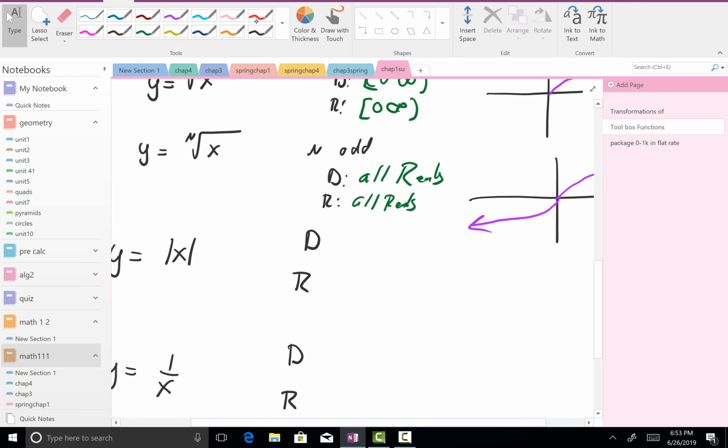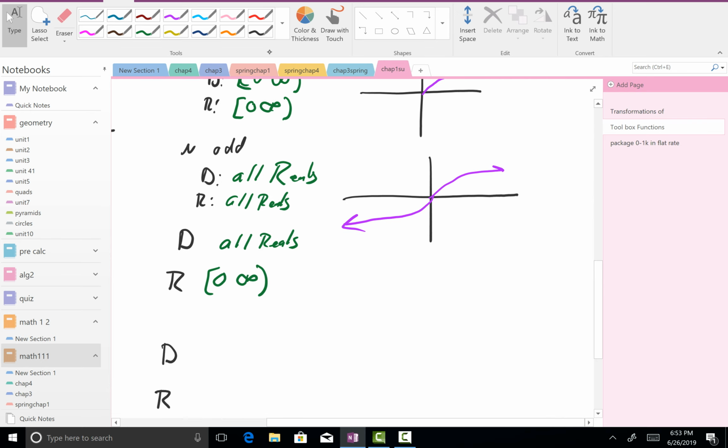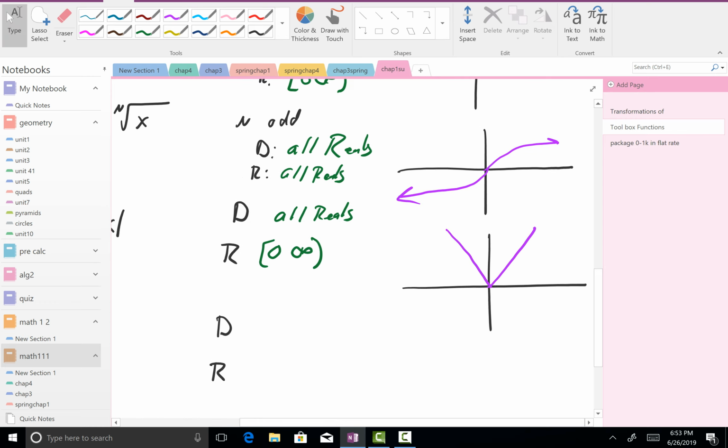Absolute value. Domain? All reals. Range? 0 to positive infinity. Graph. V from 0. Very good. So anytime we see a V graph, we might think absolute value. All right.